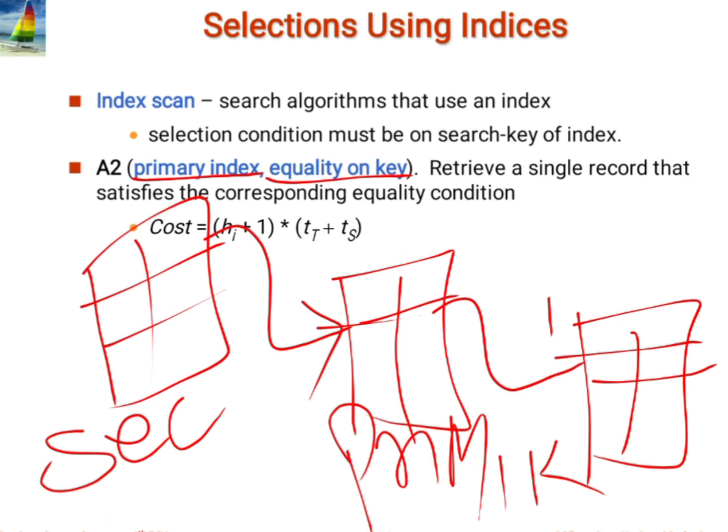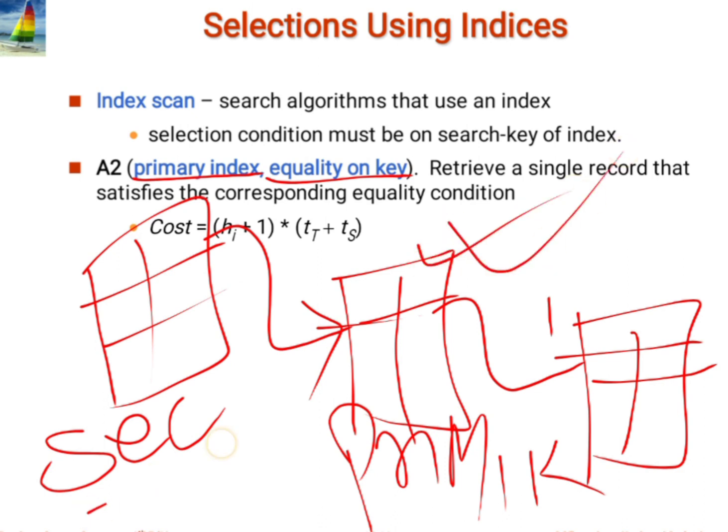Okay, now here I am talking about a primary index only, an equality on key. Equality on key means I am using a search-based technique. I am using an index as key. I can't use the key directly on the attribute; I need to use the key on the index only. So in that case, I am talking about the primary index.